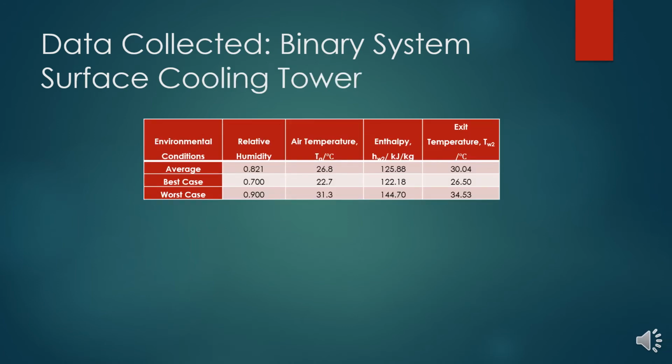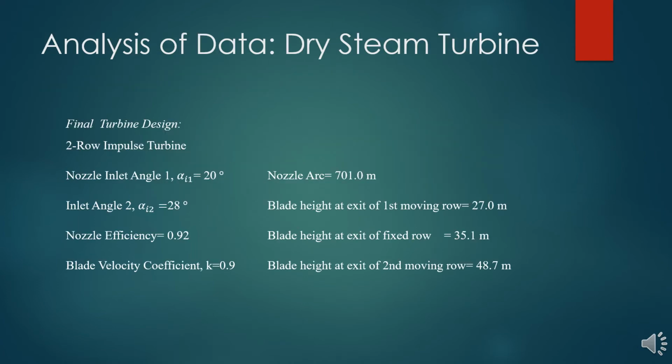Similar cooling tower results were found for the binary system. Option 1 of the binary system does not require a cooling tower. The following is the ideal specifications for the surface condenser which is used for this design. Based on the results acquired from calculations, the following is the specifications for the ideal turbine required.